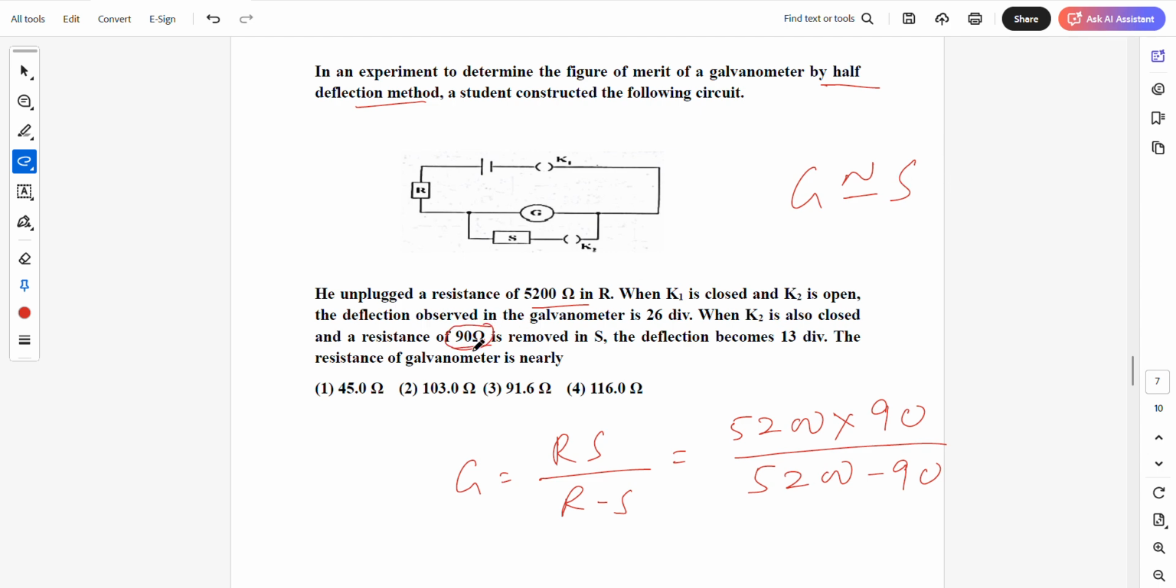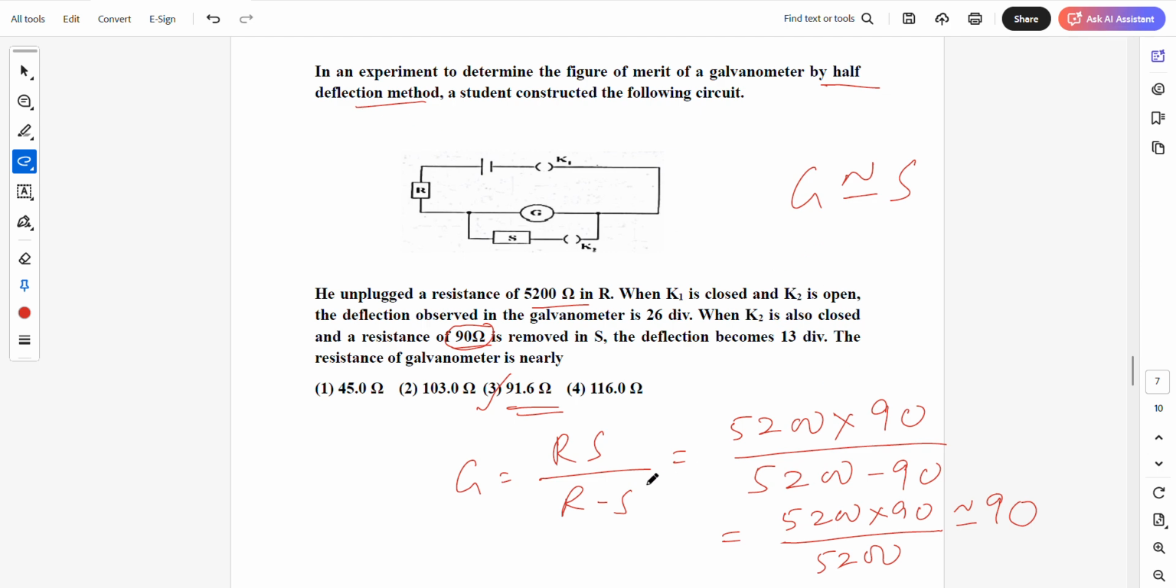You see the answer which is nearer to 90. This one. Okay, 91.6 ohm is the right answer. Even if you neglect the 90, you can write 5200 divided by 90, approximately 90. That is, 91.6 ohm is the right answer.